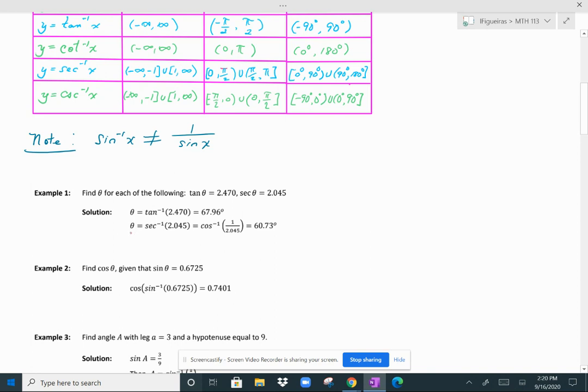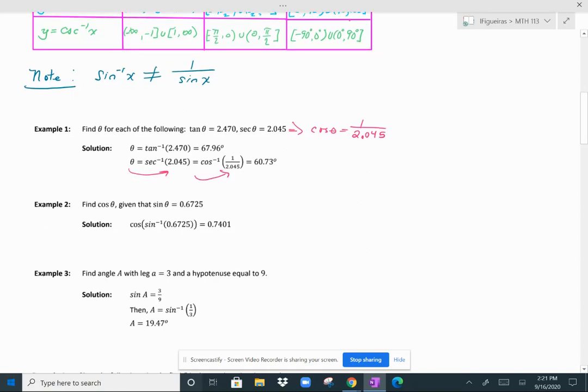So I do have to take the secant inverse of 2.045, but I don't have secant inverse in my calculator. You need to remember that secant is the reciprocal of cosine, so cosine of theta is 1 over 2.045. If we rewrite it in terms of cosine, I have the cosine inverse of 1 over 2.045, which gives me 60.73 degrees. So for cosecant, secant, and cotangent, I would rewrite it in terms of its corresponding reciprocal first, and then take the inverse.